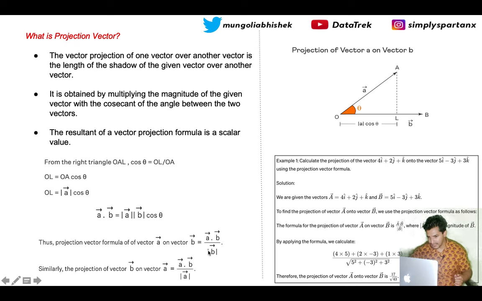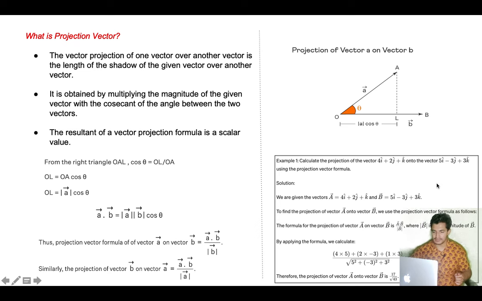So we divide by the magnitude of B. Here we'll divide by the magnitude of this vector, which is 5 squared plus minus 3 whole squared plus 3 squared, which becomes 43. So 17 by 43. But if we wanted to calculate the projection of this vector on this, we would take the dot product but divide by the magnitude of this vector, then we would have got the projection of the second vector on the first, right? So that's it, projection of the vector.